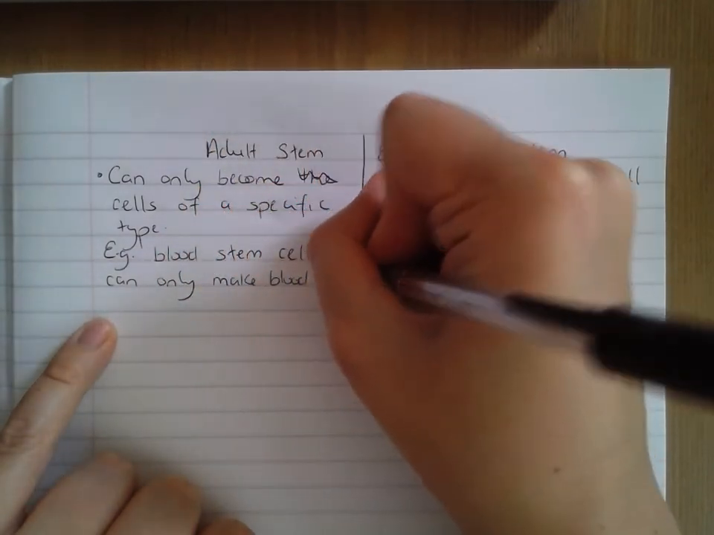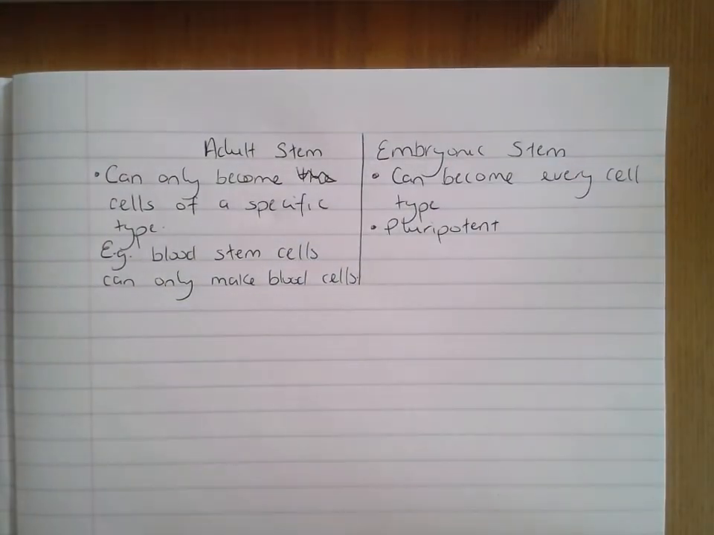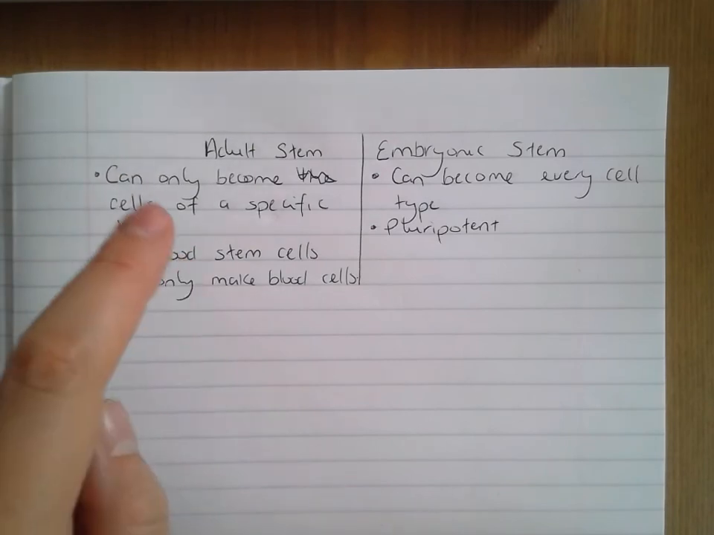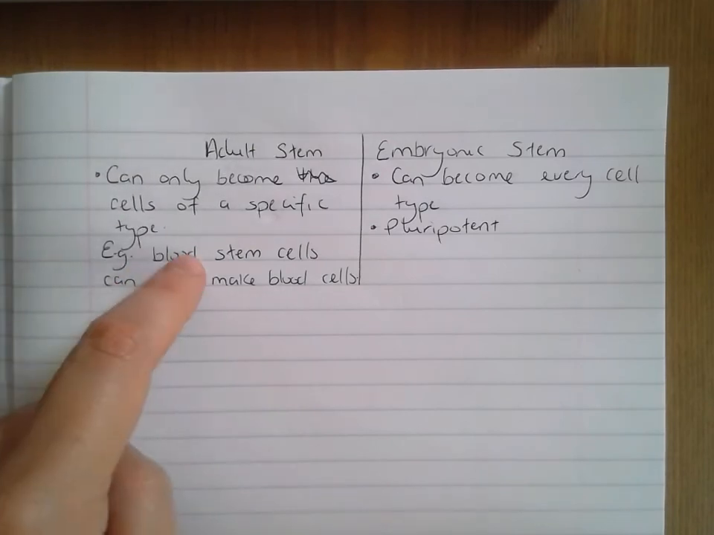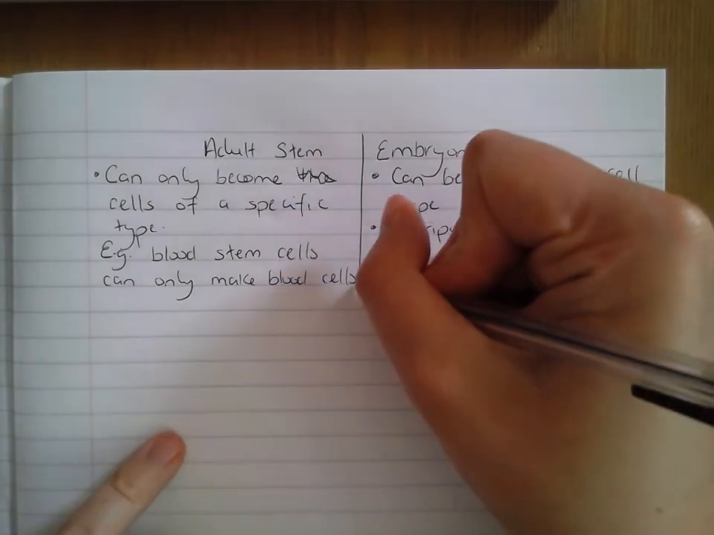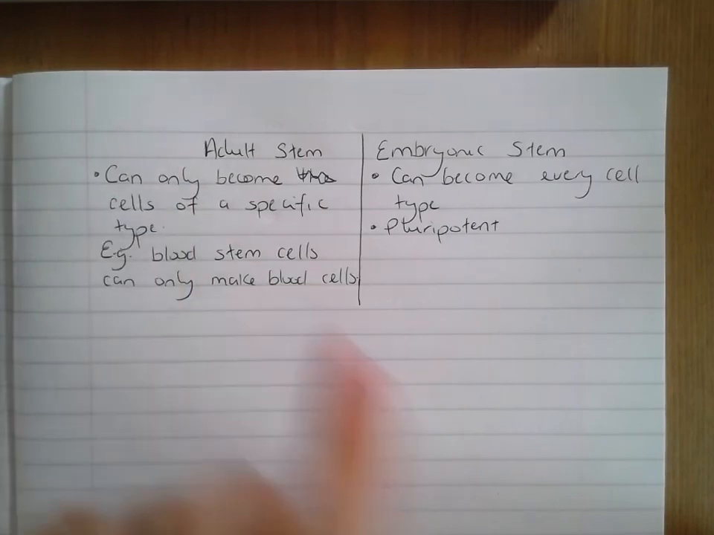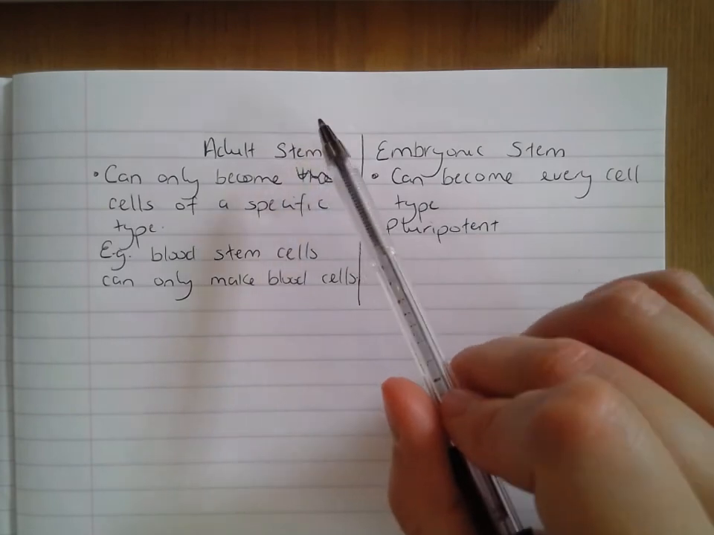Okay, so there's 3 different types of blood cells. So your blood stem cells can make red blood cells, they can make white blood cells, they can make platelets, but they can't make nerve cells, and they can't make skin cells. Your nerve stem cells, your brain stem cells, they can make the different types of nerve cell, but they can't make blood cells and they can't make skin cells. Your skin stem cells can make the different types of skin cells, but they can't make blood cells and they can't make muscle cells.